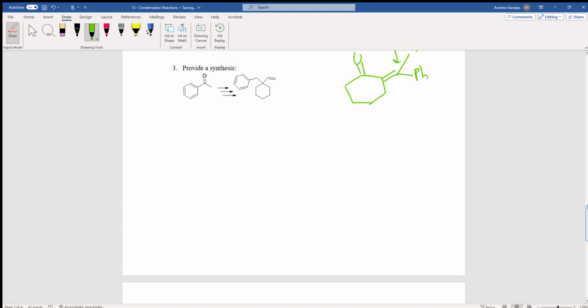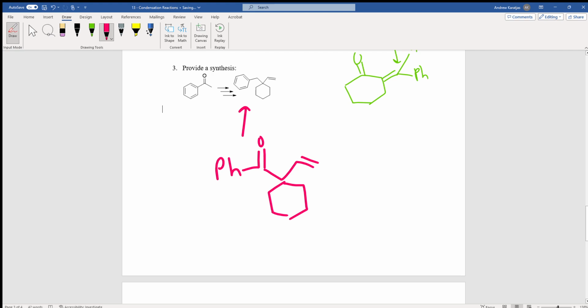All right, so finally we have a couple of synthesis questions. This first one probably looks fairly complex, but as we'll see, not nearly as bad as it looks. So we know that there is a carbonyl there, and if I assume that at some point I'm going to get rid of that carbonyl, maybe in the last step I'll do a Wolff-Kishner. That will get us to there.